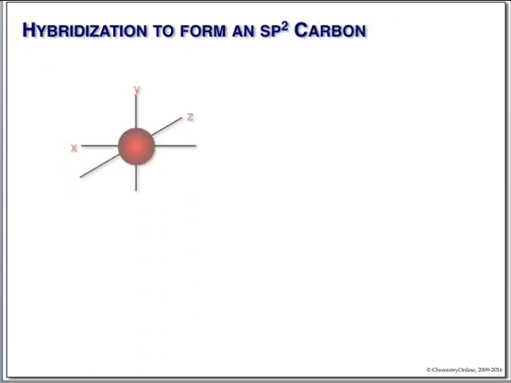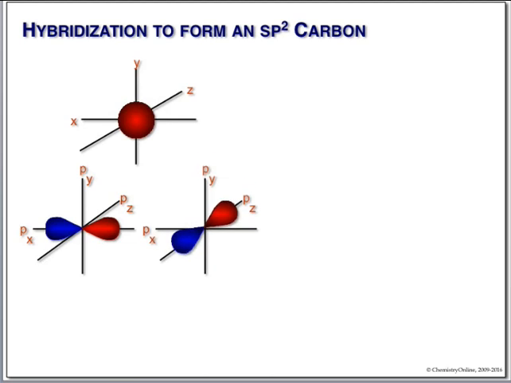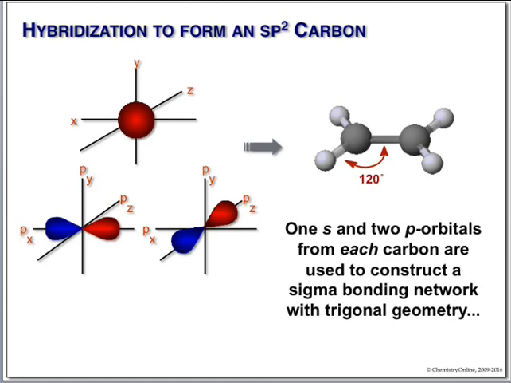So let's see where this comes from. Here we're going to take 1 s and 2 p orbitals. Again, that's where the nomenclature comes from. We're going to put this on each of the 2 carbons in our molecule. So here we're going to build a bonding network with 1 s and 2 p's, and we wind up with this. It's trigonal, a planar triangle. But remember, we have 3 p orbitals to work with, don't we? So we have 1 left over on each carbon.